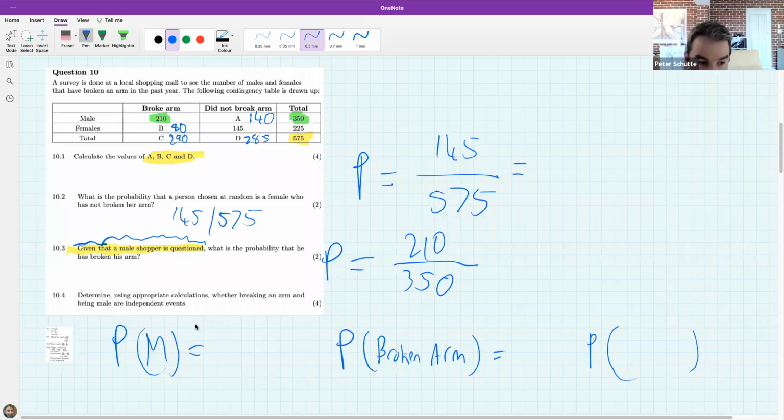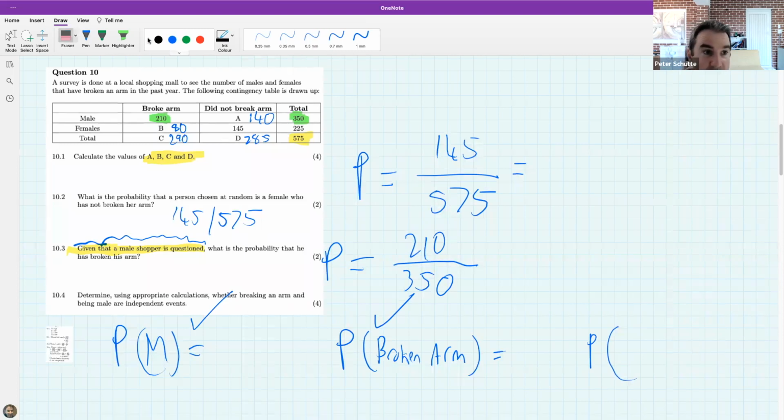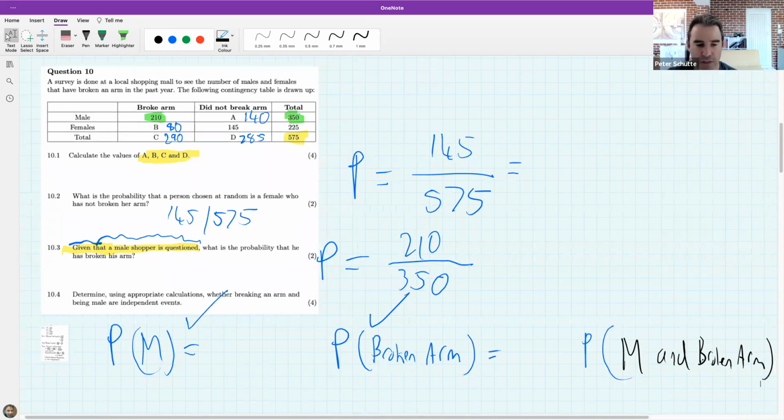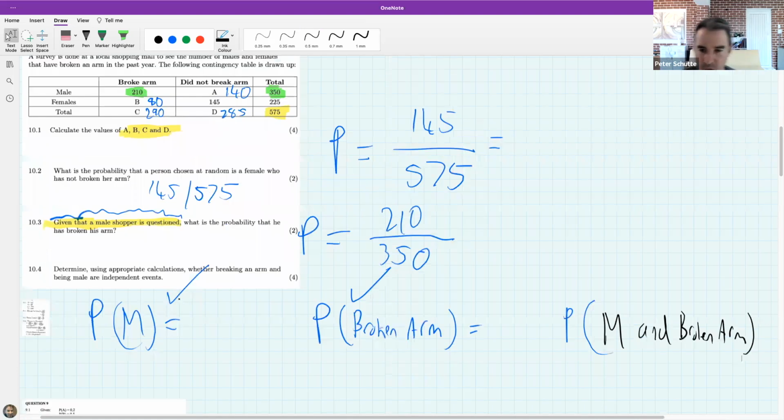So we've got that and the probability of being male, but there's a third one. Is it the one that says probability of males times probability of broken arm? Yeah, so exactly that. It's the one with the and: male and broken arm. That's exactly it. Perfect. Those are the three pieces of information I want to pick up on.